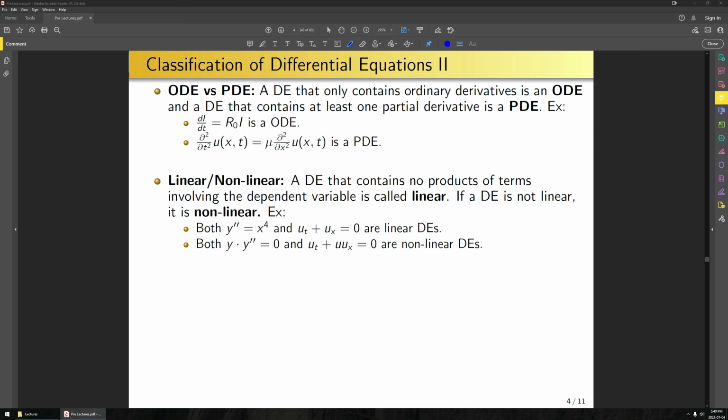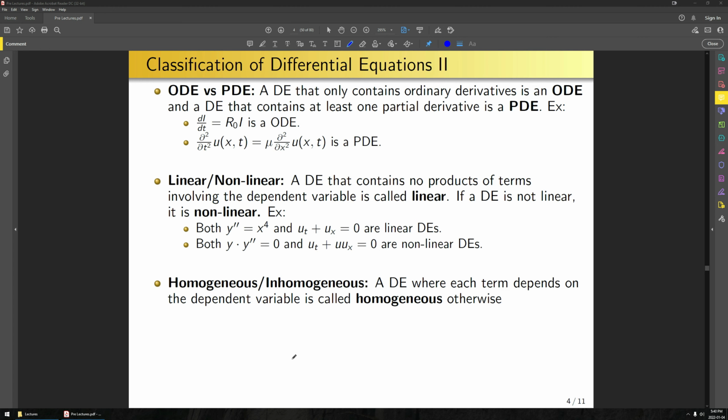Okay, so let's introduce the final classification of differential equations that we will talk about in this lecture. We'll get more as we go along, but homogeneous versus inhomogeneous equations. A differential equation where each term depends on the dependent variable is called homogeneous. Otherwise, we call it inhomogeneous or non-homogeneous, different terms for the same thing.